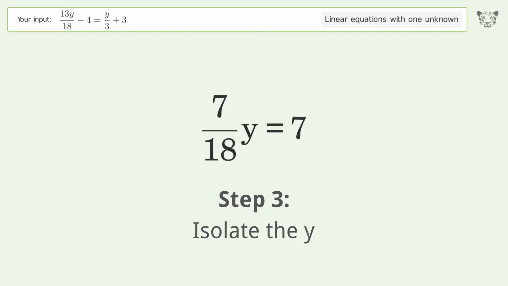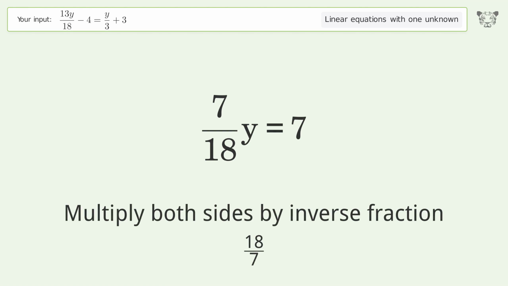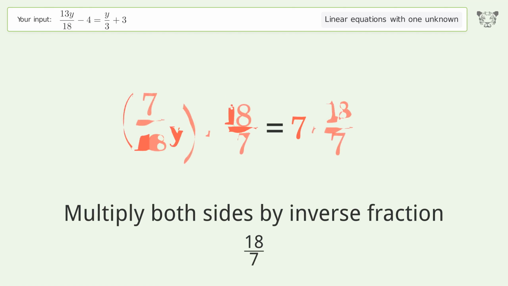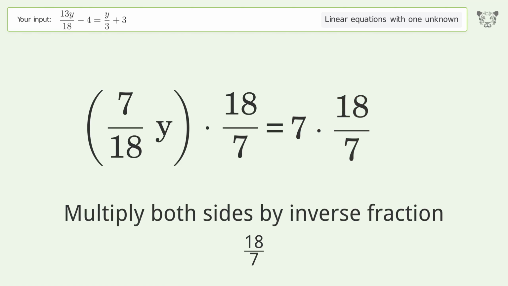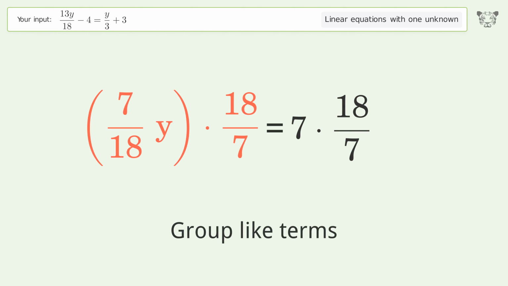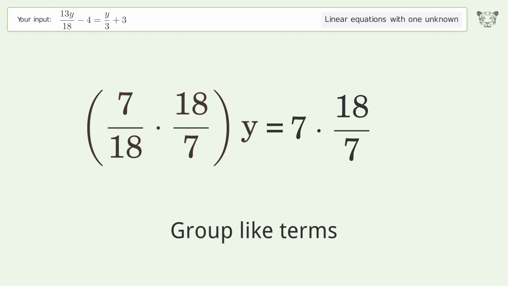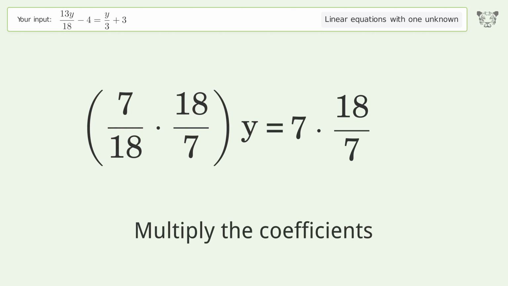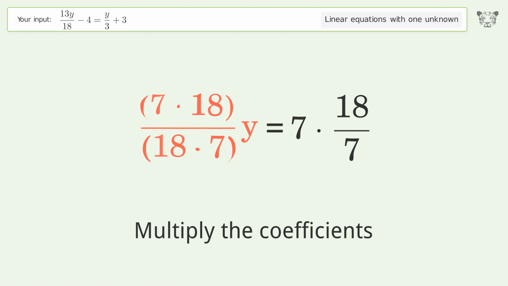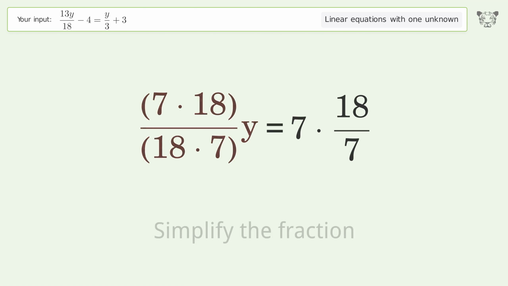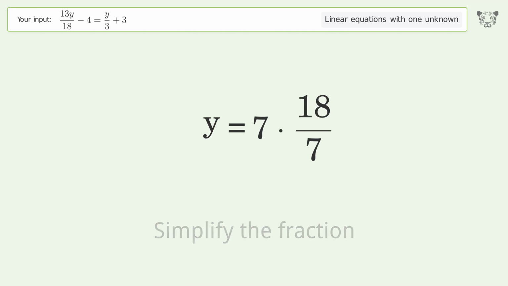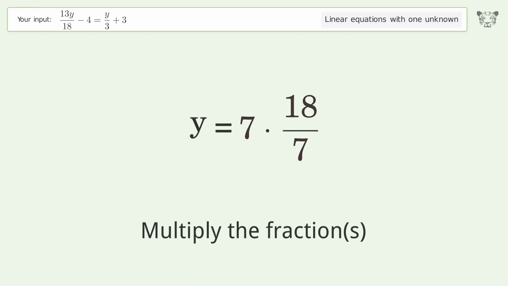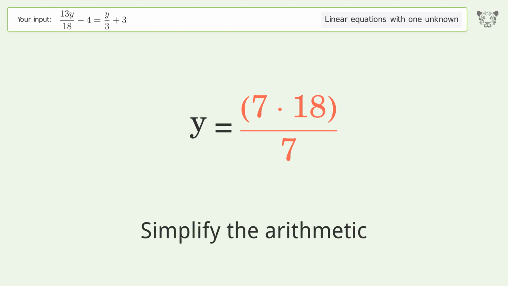Isolate the y. Multiply both sides by inverse fraction 18 over 7. Group like terms. Multiply the coefficients. Simplify the fraction. Multiply the fractions. Simplify the arithmetic.